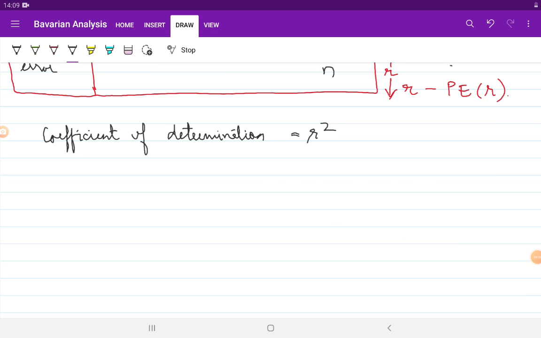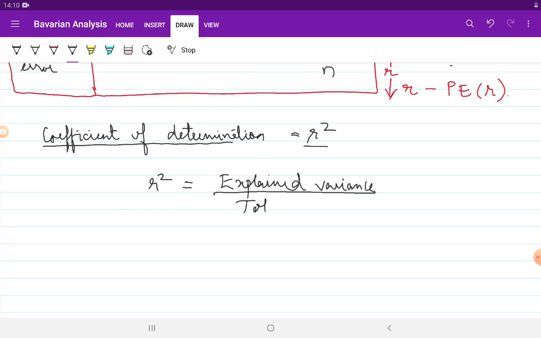Another statistical concept related to the Karl Pearson's correlation coefficient r is the coefficient of determination, which is basically r square. Find the Karl Pearson's correlation coefficient, square it, and you have got the coefficient of determination. The coefficient of determination basically is the ratio of explained variance to the total variance.